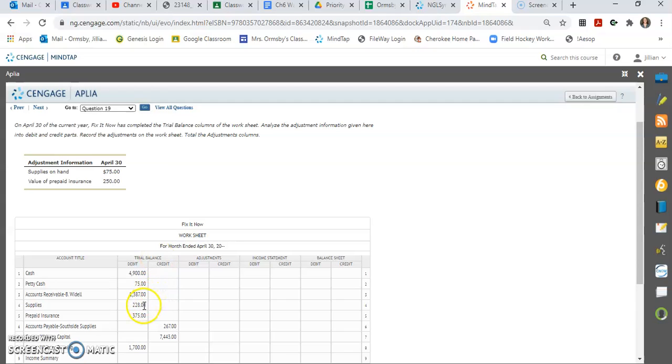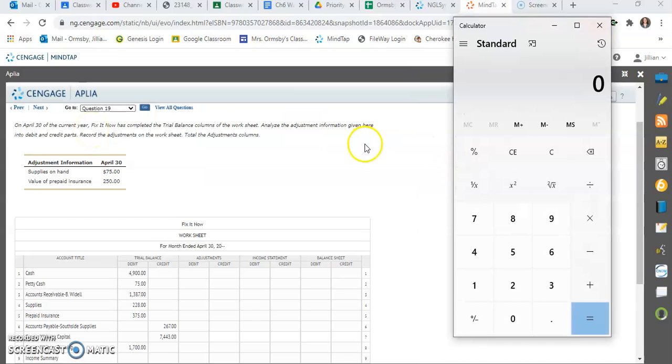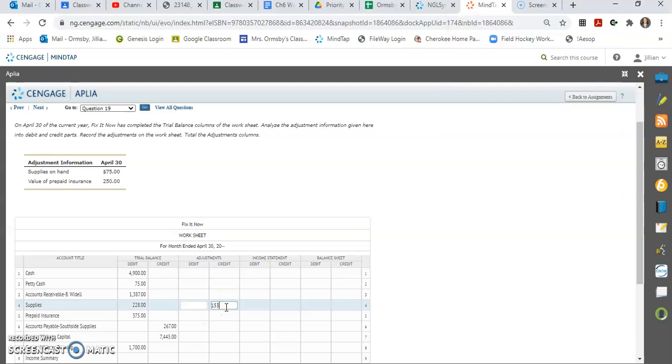So we started supplies out in the beginning of the fiscal period with $228 worth of supplies. Then we go into our supply closet, we count how much we have remaining. We have $75 remaining. So we have to subtract to figure out how much we used during the fiscal period. So I'm going to bring up my calculator. I'm going to take the amount of supplies, 228, minus 75, and that gives us 153. That is how much I used during the fiscal period, and I need to credit 153.